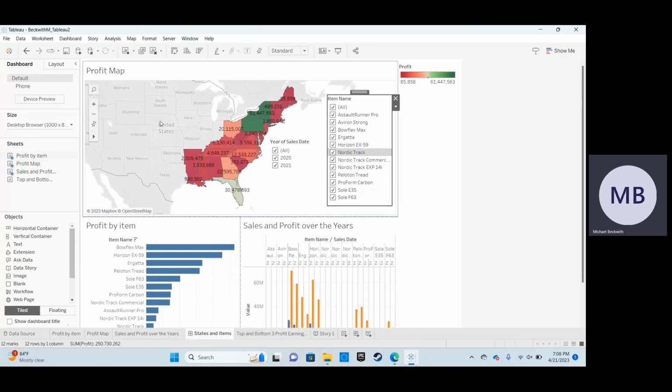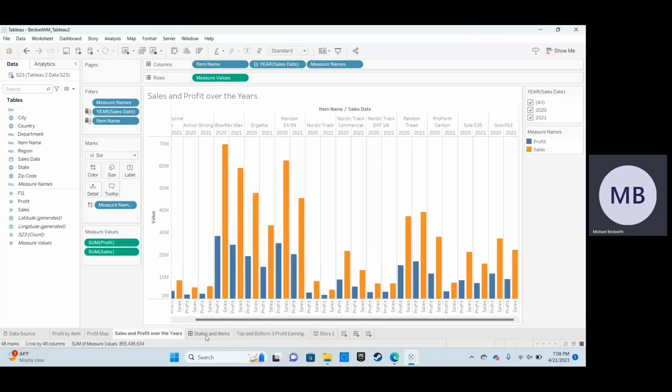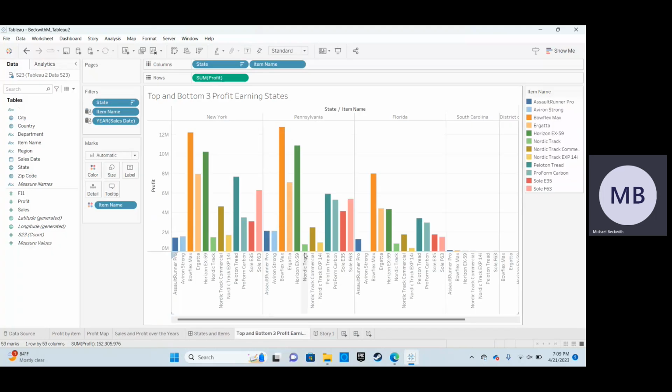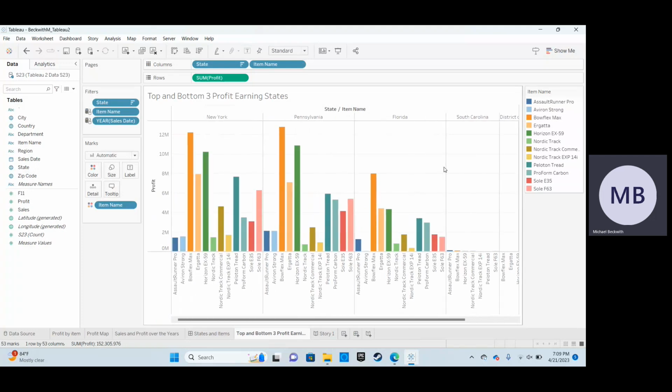And that is my dashboard. This really shows how the three previous worksheets work together and show the information. And then for my last worksheet, I wanted to show the top 3 earners for state and the bottom 3 earners, so I could show how they compare to each other.